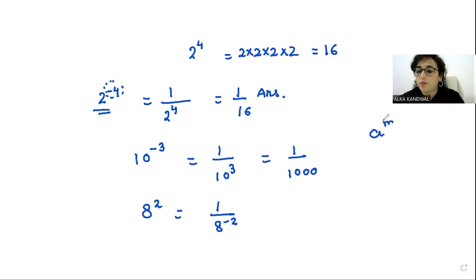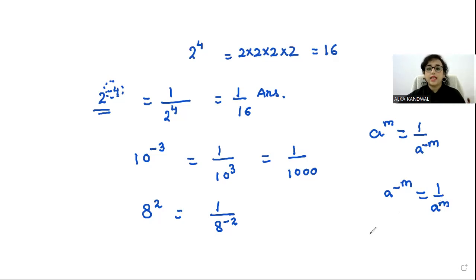a to the power of m is equal to 1/a to the power of -m, या a to the power of -m can be written as 1/a to the power of m. और एक और चीज यहाँ से हमको एक और चीज समझ में आती है कि a to the power of m and a to the power of -m are multiplicative inverse of each other. What does that mean now?